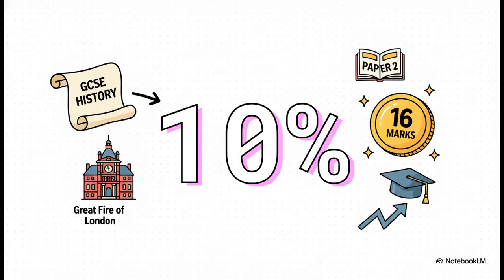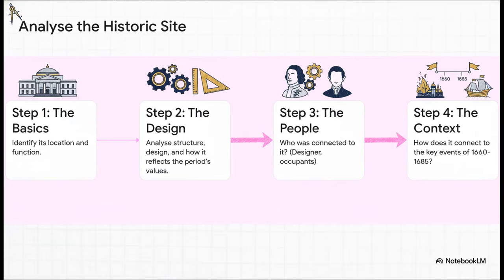And yeah, this is exactly why you need to pay attention. This single question on one specific building is worth 16 marks. That is a huge chunk of your grade, and it actually works out to be 10% of your entire GCSE history qualification. You absolutely cannot afford to just skip over it. The trick here is to have a system.